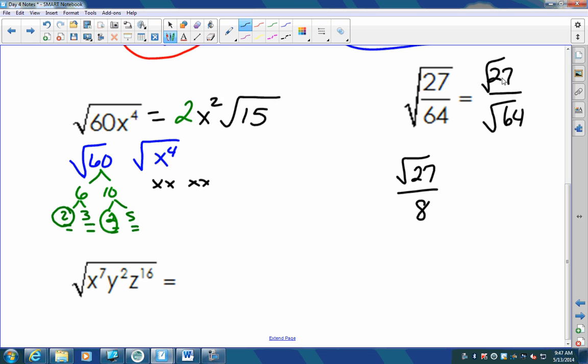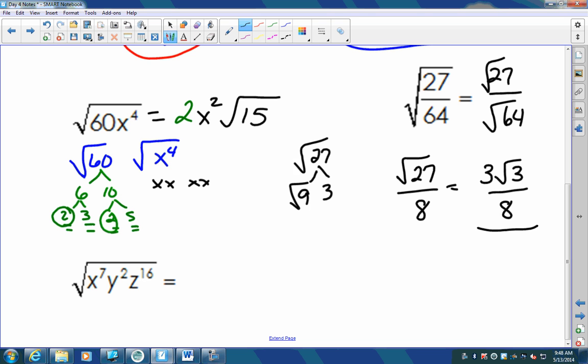Now, if I did the square root of 27, it would be 9 times 3. The square root of 9 is a perfect square, so it becomes 3 square root of 3 over 8. Then I look at the numbers outside, 3 divided by 8. If you tried to reduce it, that's as low as it goes. So that would be my answer: 3 square root of 3 divided by 8.